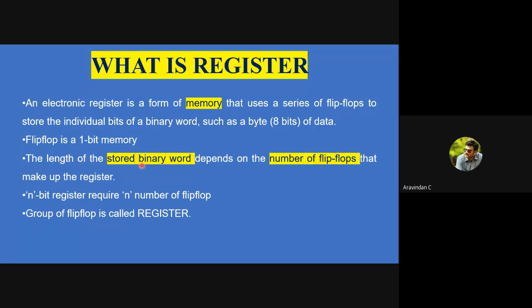The length of your stored binary bits depends upon your number of flip-flops. So an n-bit register requires n flip-flops. If it is 8 bit, I need 8 flip-flops. If it is 32 bit, I need 32 flip-flops. So the storage of your device is called your registers, where I have a group of flip-flops. Every flip-flop has a certain memory which is going to be saved for a certain time period.